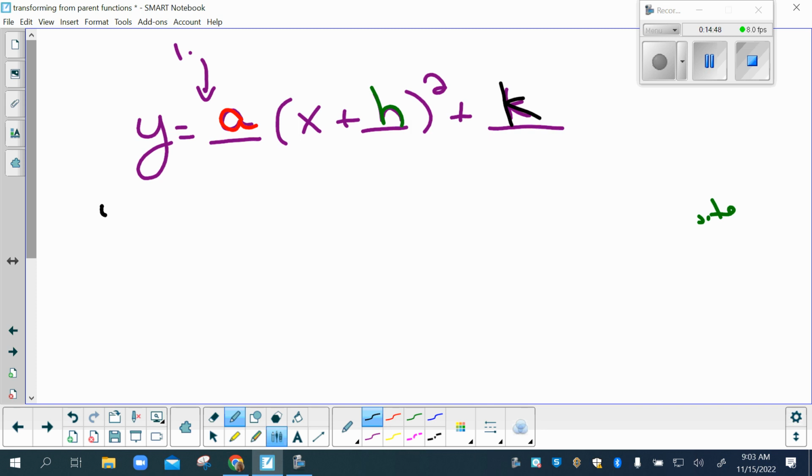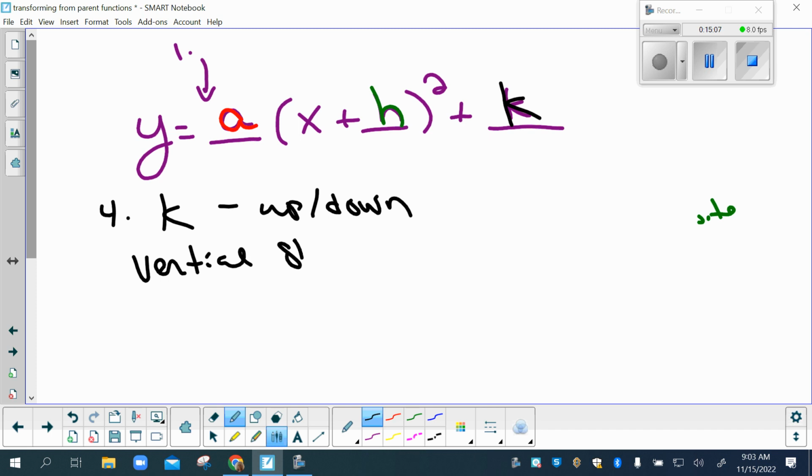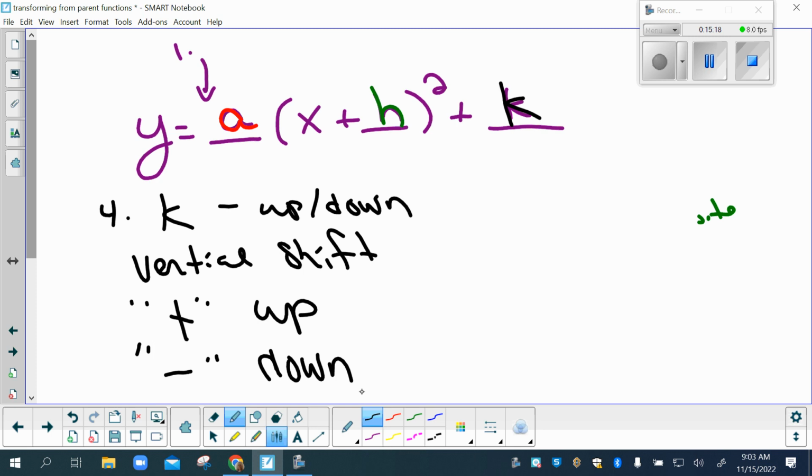And you know what K does? Number 4, K, you know what he does? He moves it up and down. He's the up and down guy. And he's not even fun. He's not opposite. He's just normal. And we call that a vertical shift, because that's what vertical means, up and down. If it's positive, it goes up, and if it's negative, it goes down. It's not even interesting. It's pretty straightforward.